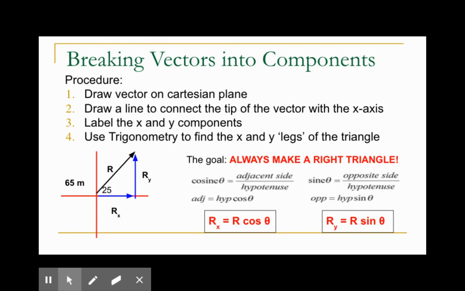Okay, and those two equations are going to be added to your note card under the words vector components. So we have r sub x is the cosine of theta times r, and r sub y equals r times the sine of theta. And remember that r can be any vector. It can be velocity, acceleration, force. R is any vector.